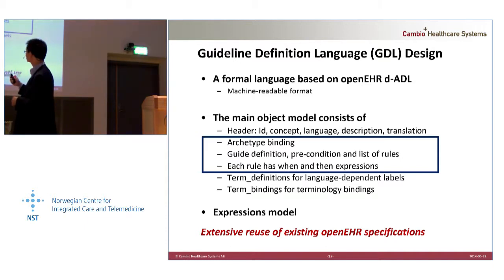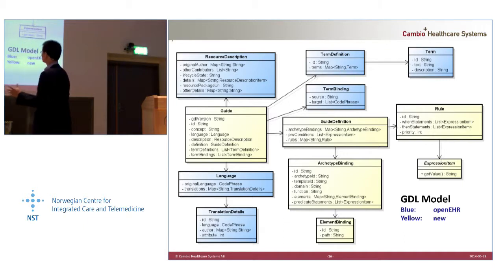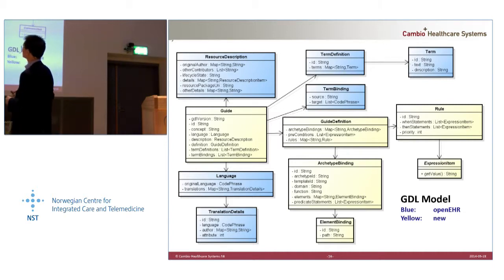So if you look at the object model, which is a proper object model that we implement in Java now, it's actually very, very small. The main classes are just a handful of classes, five classes. So it's not a very big design. And the blue ones are existing OpenEHR design that we take from the OpenEHR Java implementation.